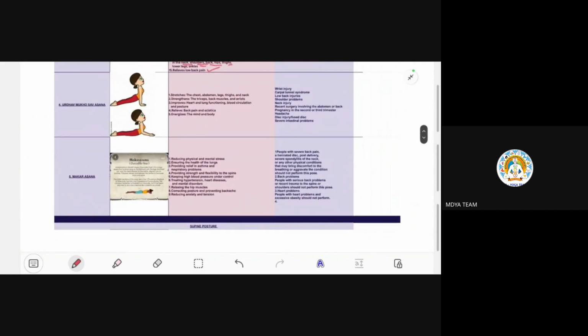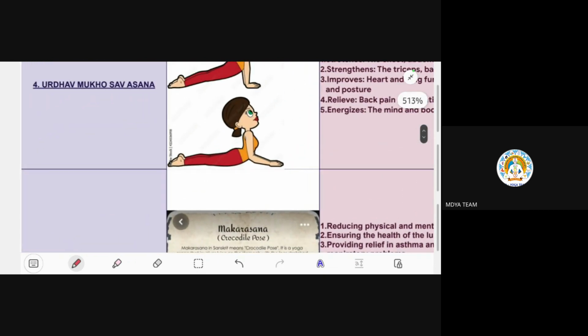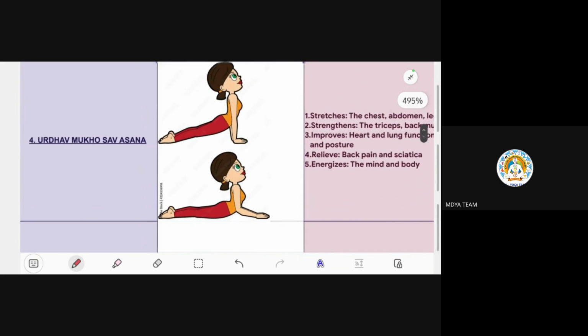Just give me the next 4 to 5 minutes. I'll complete this one till the supine posture. We'll complete today. Okay.